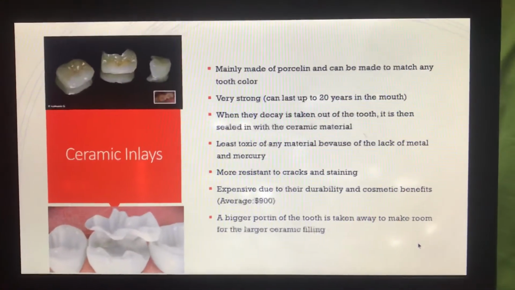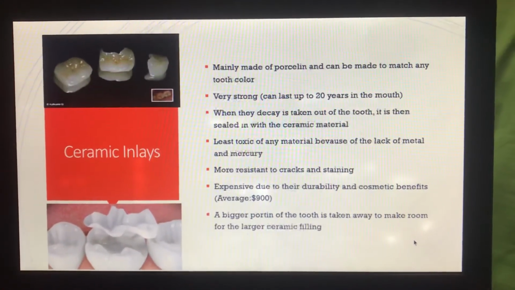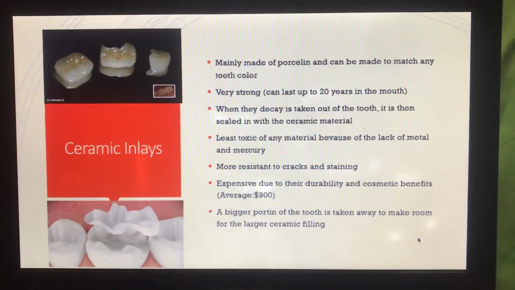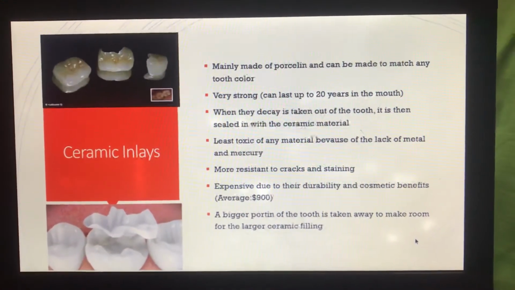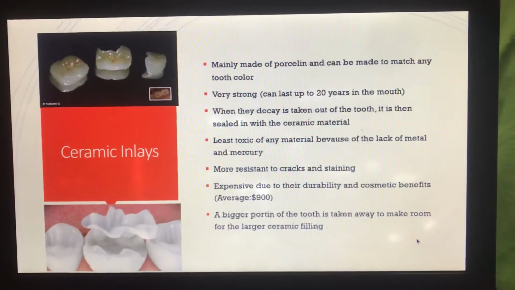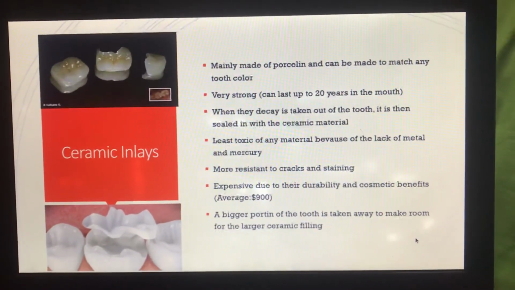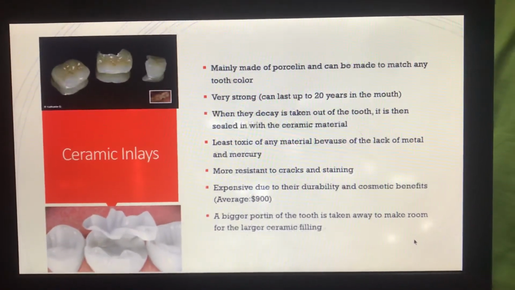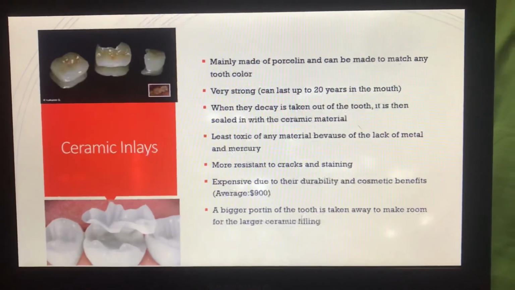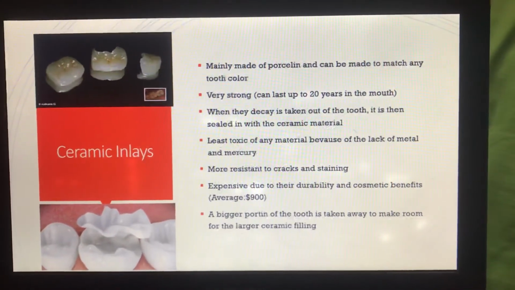Ceramic inlays. They're mainly made of porcelain and can be made to match any tooth color. They're very strong. They can last up to 20 years in the mouth. When the decay is taken out of the tooth, it is then sealed in with the ceramic material. It's the least toxic of any material because of the lack of metal and mercury.